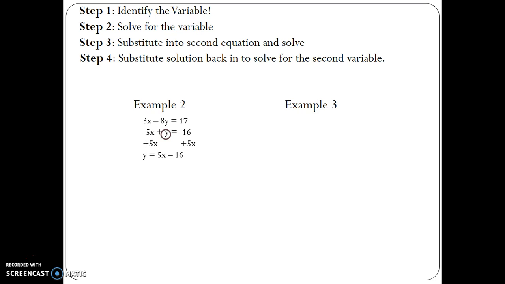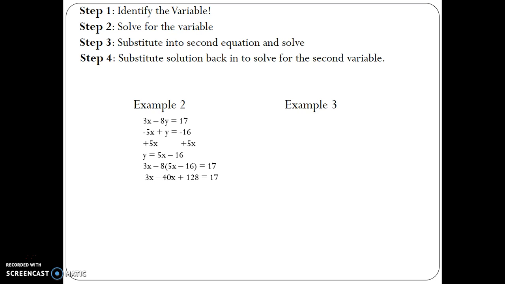Now we have y by itself. We're going to put that into the first equation for y. So we get 3x minus 8 in parentheses 5x minus 16 equals 17. Now remember, the first thing we are going to do in order to solve for x is distribute the negative 8. So we get 3x minus 40x, negative 8 times 5x is negative 40x, and then negative 8 times negative 16 is a positive 128, equals 17.